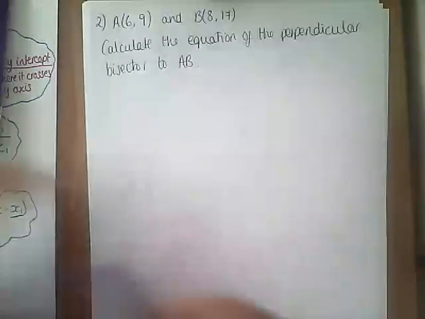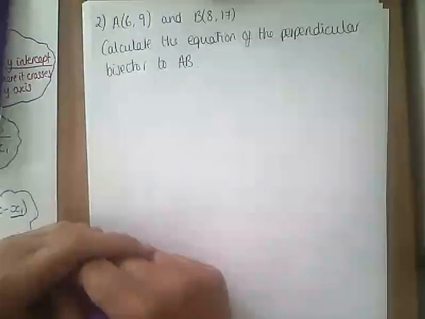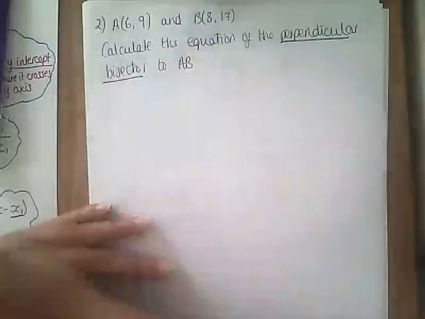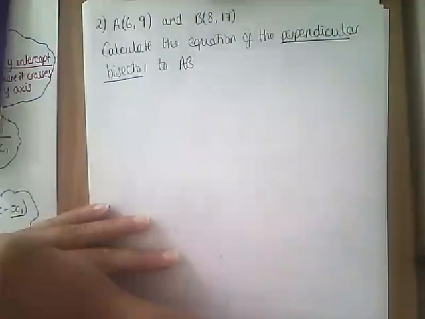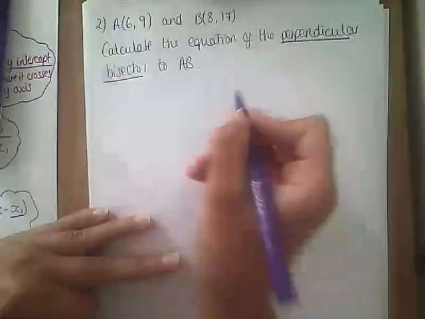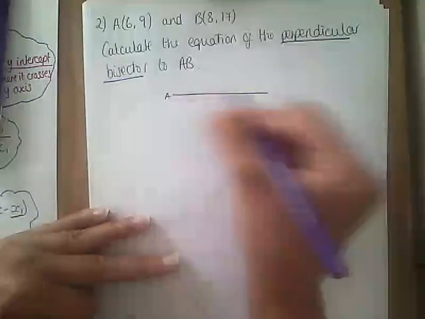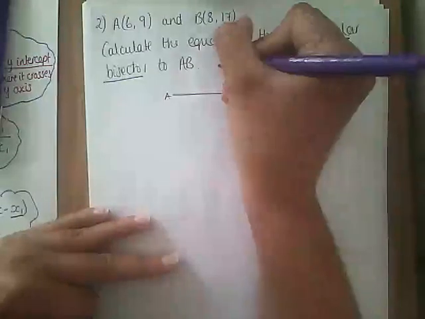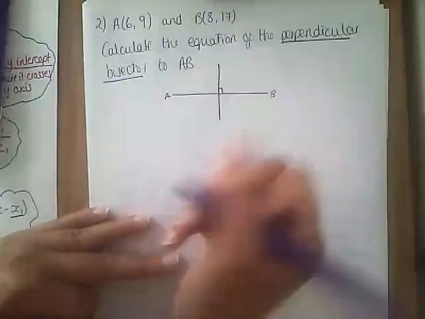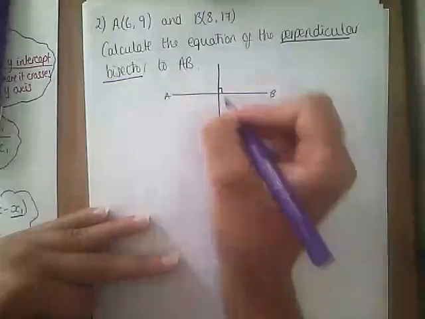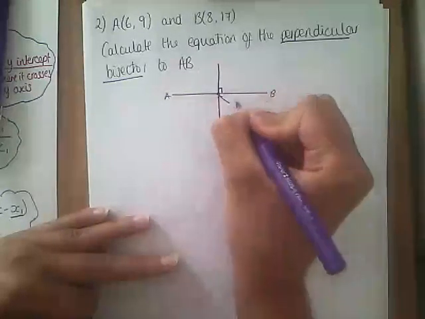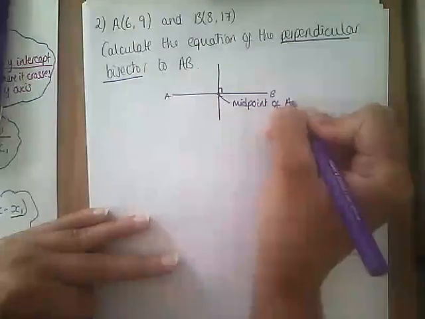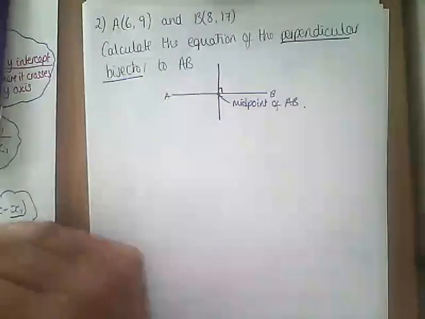Okay, totally within our capability zone. So we've got to find the equation of the perpendicular bisector to AB. What does it mean if we have a perpendicular bisector? Well, if I had a line, AB, I mean obviously our line is going to be diagonal, but let's say we have a perpendicular line to AB. The perpendicular bisector goes through AB, and it goes through here, which is the midpoint of AB. Okay, so it's perpendicular and it goes through the midpoint.